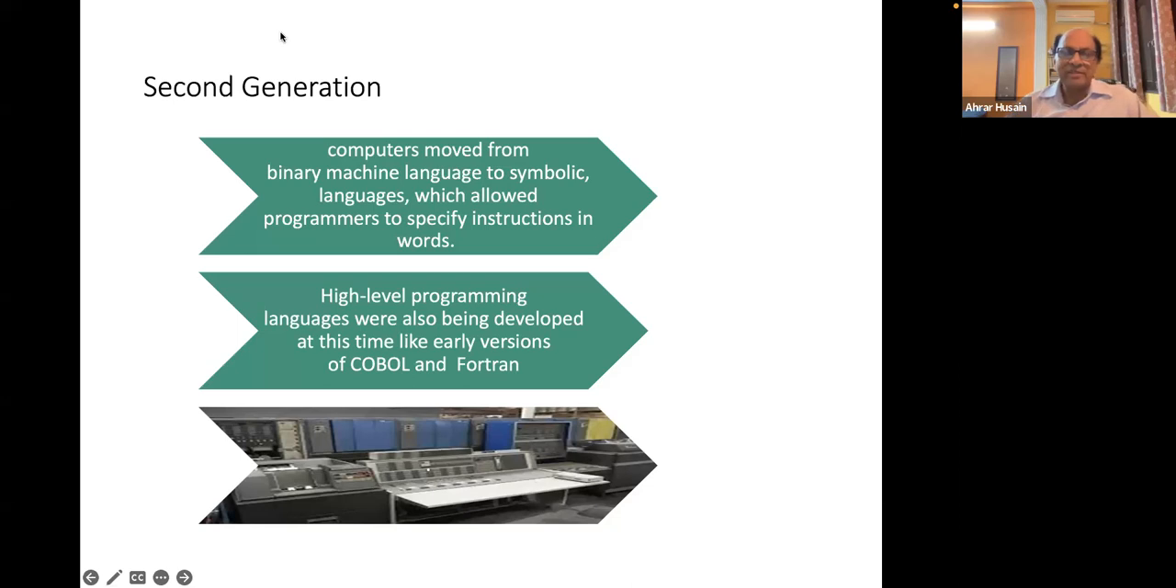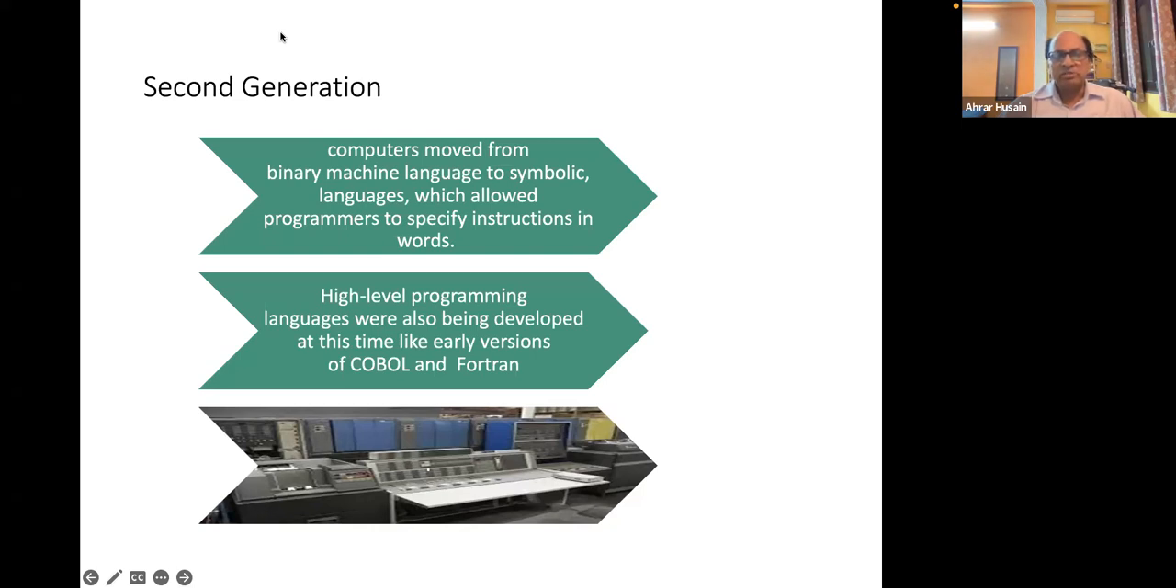Then basically comes the second generation computer that moved from binary machine language to symbolic language, which allowed programmers to specify instructions in words. High-level programming languages were also being developed at this time, like early versions of COBOL and Fortran. And you can see the picture on the slide. The size of the computer becomes smaller and easier to handle also. But even then, we require a big hall to install all the equipment required in the second generation computer.